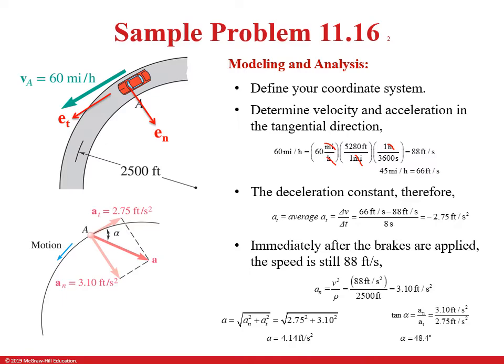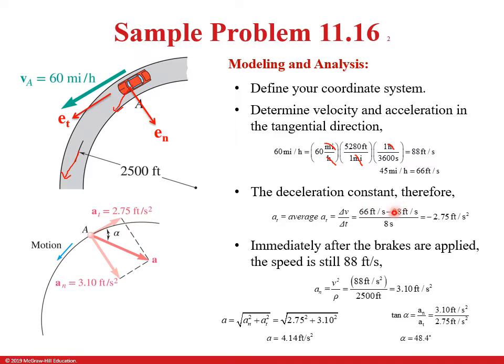So first we want to calculate the acceleration in the tangential direction. So how do we calculate the acceleration in the tangential direction? We know that we started at 88 feet per second, and then when we get down there, we are going 66 feet per second. So here 88, here 66. So 88 minus 66 over 8.